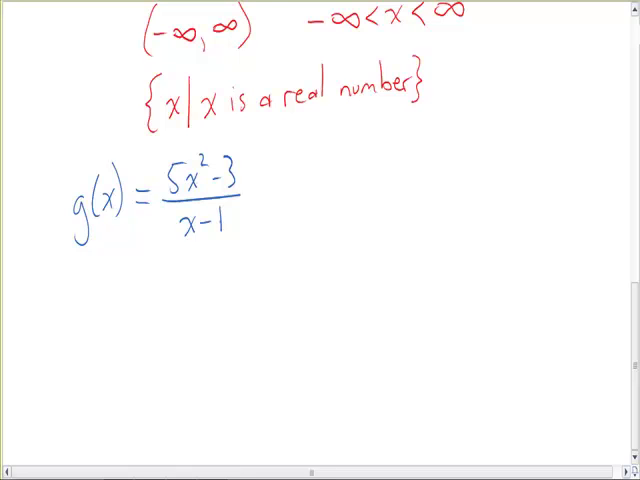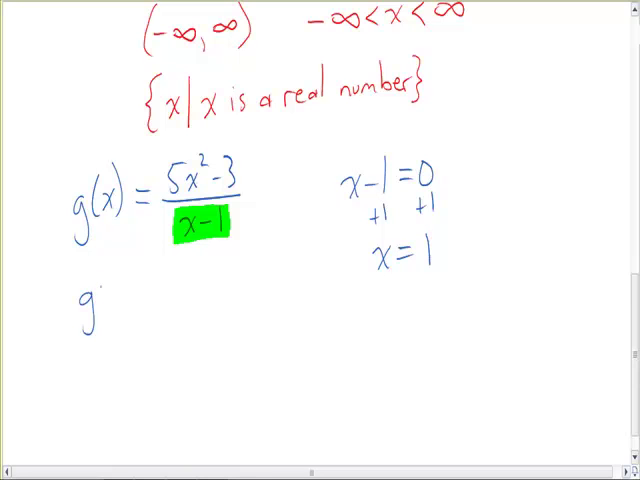Okay? But if I'm concerned with the domain, well, now I do have an x in the denominator. All I want to do is look at the denominator. So I look down here and I see, well, I've got x minus 1 in the denominator. So what value of x would make the denominator 0? So all you have to do is take that denominator, set it equal to 0. As you can see, we would have to add 1 to both sides, and we get x is equal to 1.